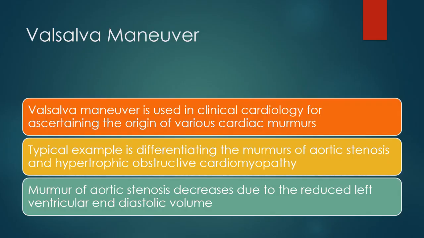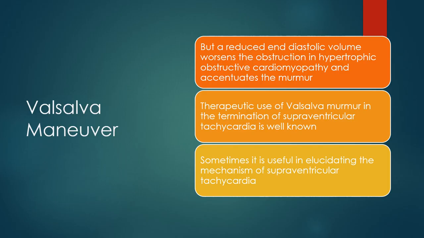Valsalva maneuver is used in clinical cardiology for ascertaining the origin of various cardiac murmurs. Typical example is differentiating the murmurs of aortic stenosis and hypertrophic obstructive cardiomyopathy. Murmur of aortic stenosis decreases due to the reduced left ventricular end diastolic volume. But a reduced end diastolic volume worsens the obstruction in hypertrophic obstructive cardiomyopathy and accentuates the murmur.